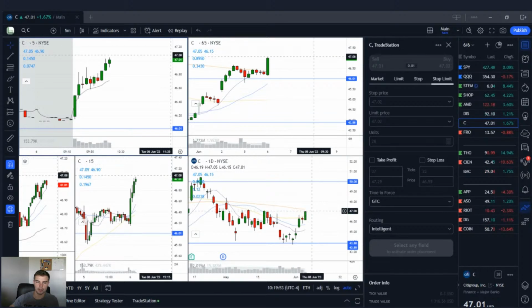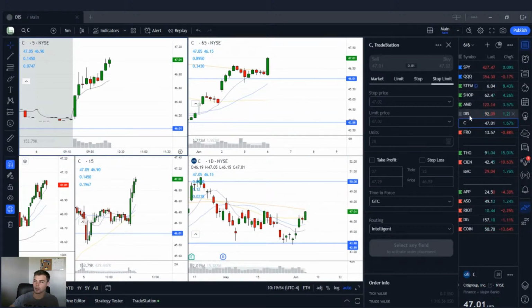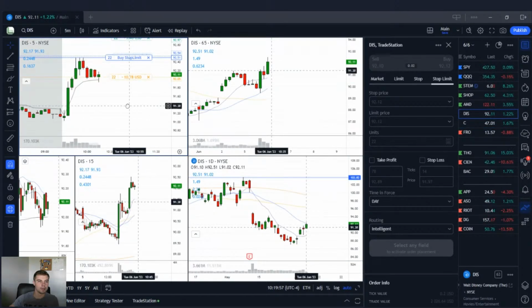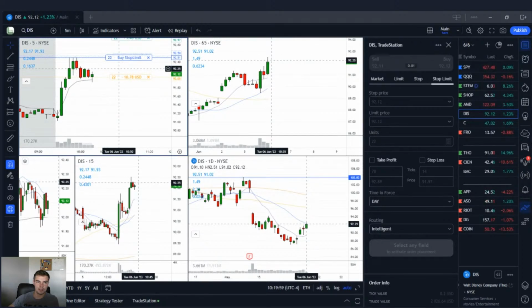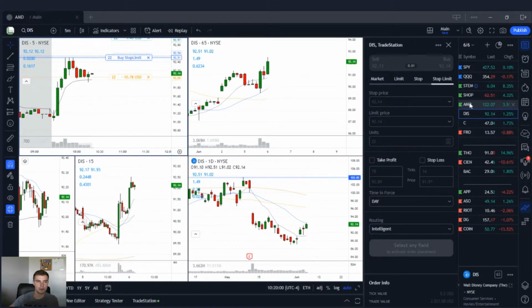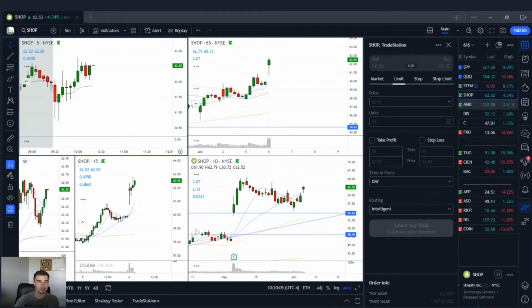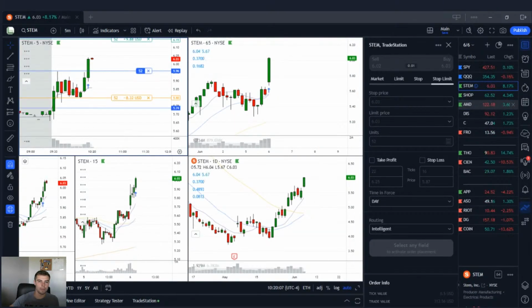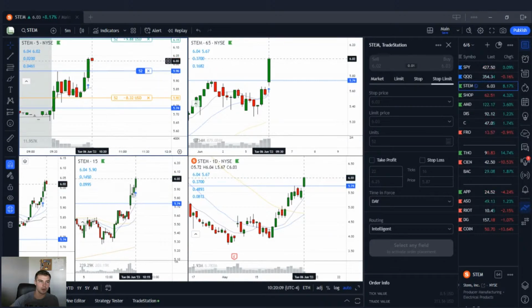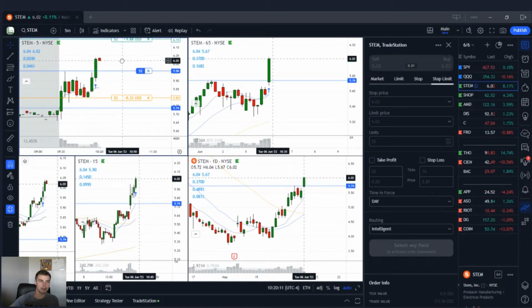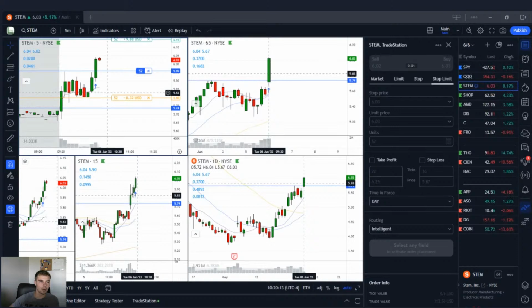Citigroup's getting into a lot of resistance up here, so it's getting a little bit tough to trade that. Disney's still kind of chopping around there. Stim is off to a real nice start. Let's see if we can get another pop out of this thing, like what we've done so far.